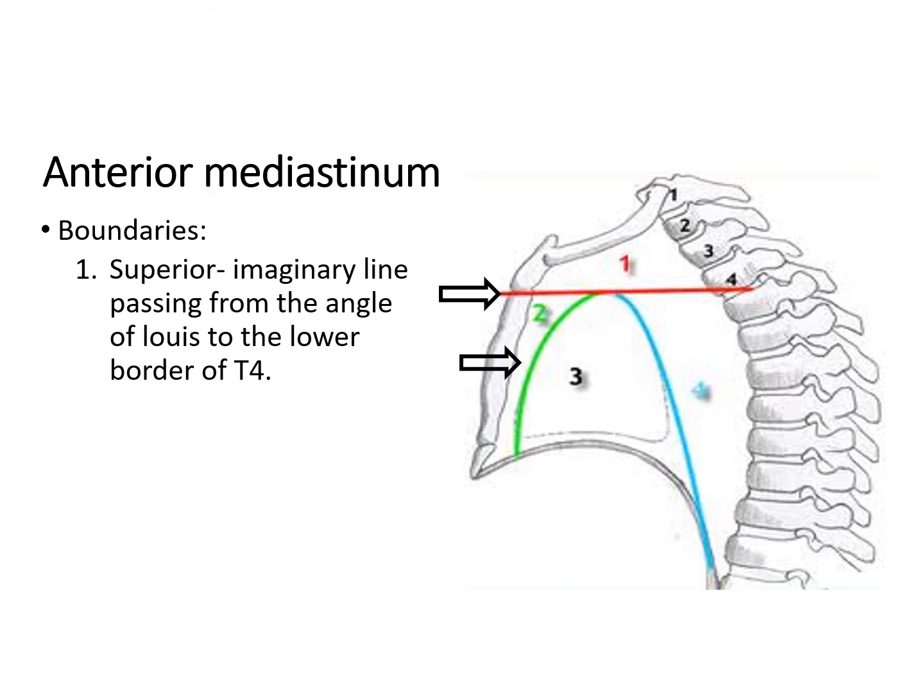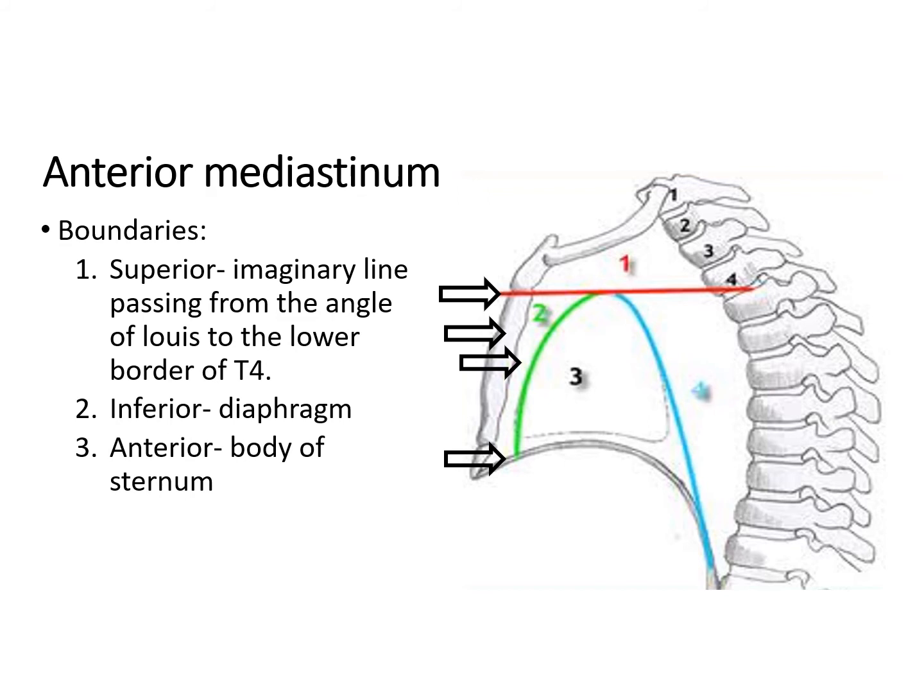Again, guys, let's just go back. The imaginary line starts from where up to where? It starts from the manubriosternal joint, otherwise known as the sternal angle of Louis, until the lower border of thoracic vertebra 4. Okay? So the inferior boundary would be the diaphragm, and the anterior boundary would be the body of the sternum.